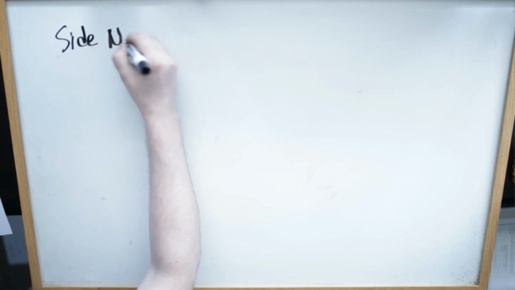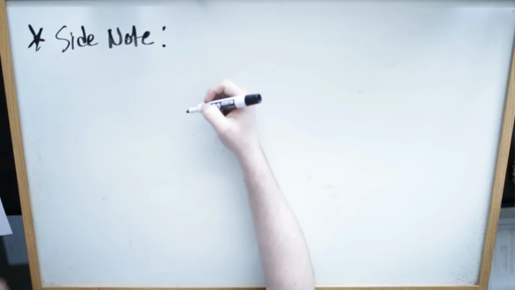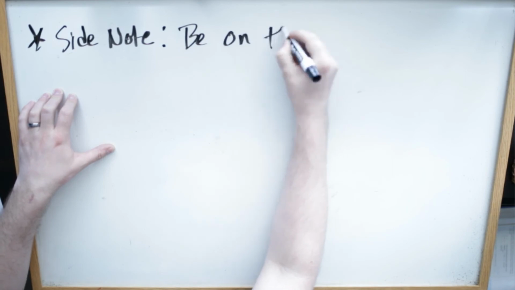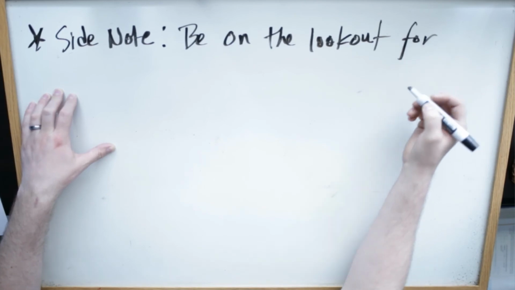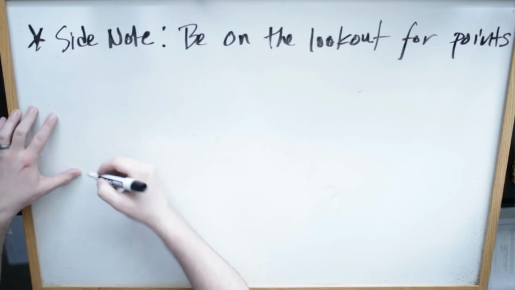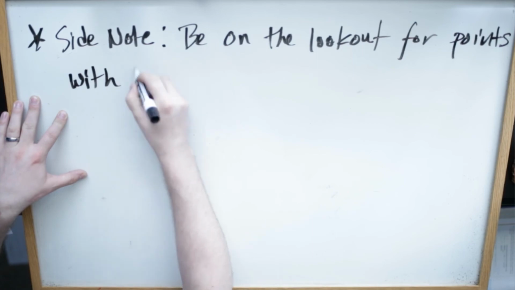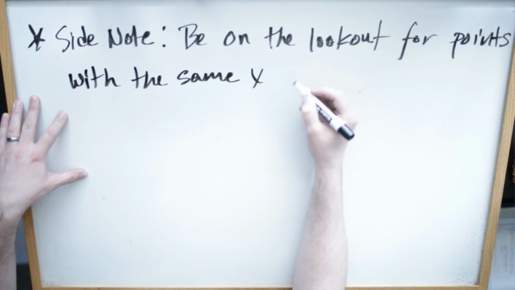All right, so here's a quick side note, and I'm going to star this side note. There's my starred side note. So be on the lookout, so write this down: be on the lookout for points with the same x or y values.